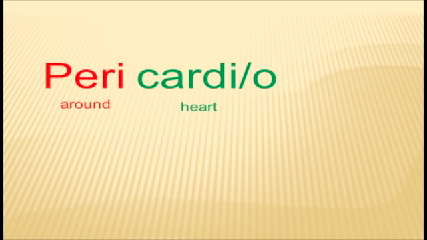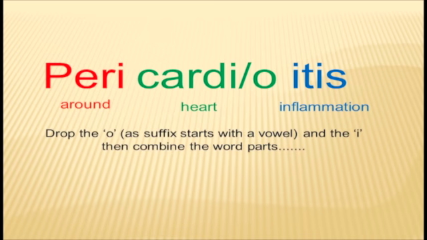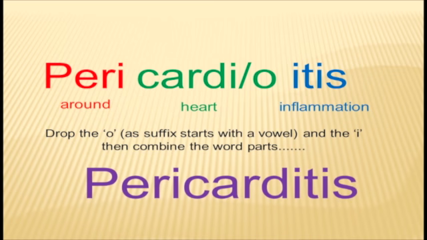Let's have a look at another one. The prefix peri, meaning around. Cardio, you might guess that is the heart. And let's bring itis back as the suffix, meaning inflammation. The same rules apply. We drop the O because the suffix begins with a vowel, but that would leave us 2 I's together, so one of the I's also has to be dropped, thus making the word pericarditis. Again, we start at the end. Inflammation around the heart.